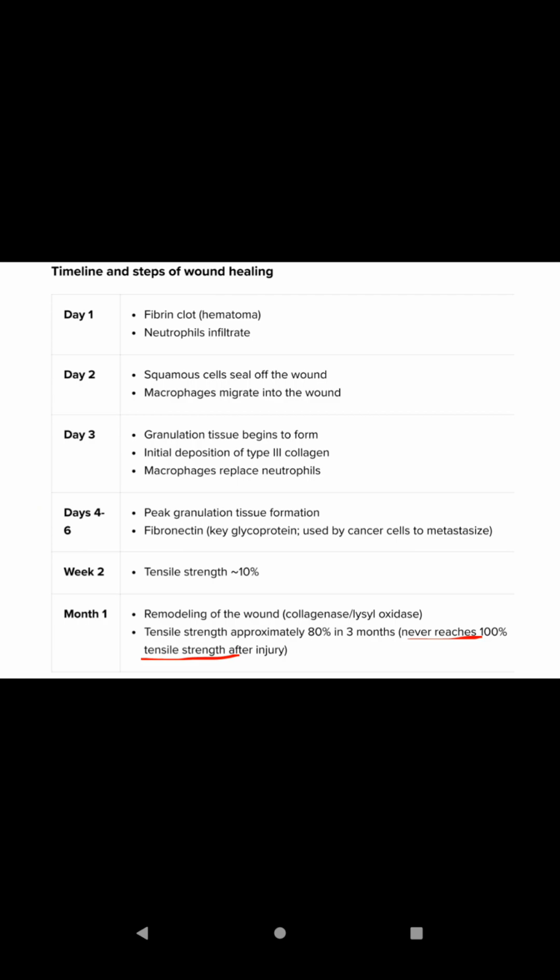Now by week 2, our tensile strength is about 10%. By 1 month, we have remodeling of the wound, and we have tensile strength of approximately 80% in 3 months. But we should also note that in wound healing, the tensile strength can never reach 100% after an injury or after a trauma.